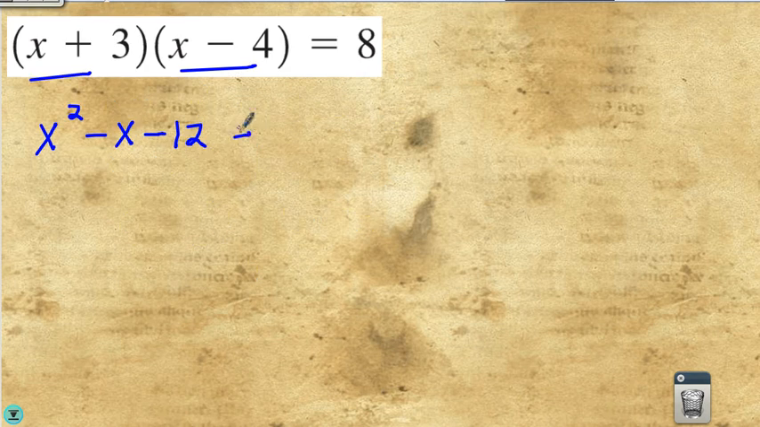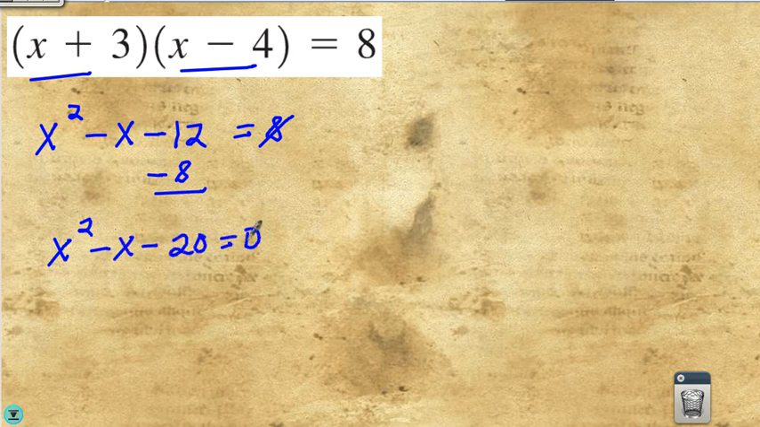Equals 8. Move the 8 over by doing -8. Now it's equal to 0. So we have x squared minus x minus 20 equals 0, and refactor. If it factors into the same thing you started with, you did it wrong. Help me factor that, Brett. What adds to give me -1 multiplies to give me -20 would be a negative positive. Good. Everybody good with that?